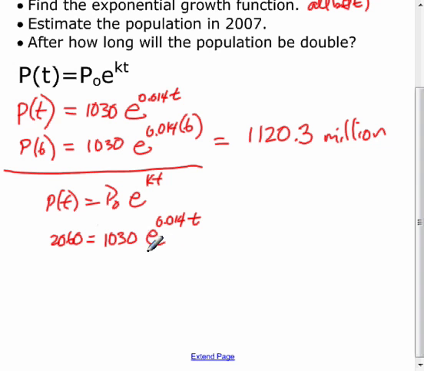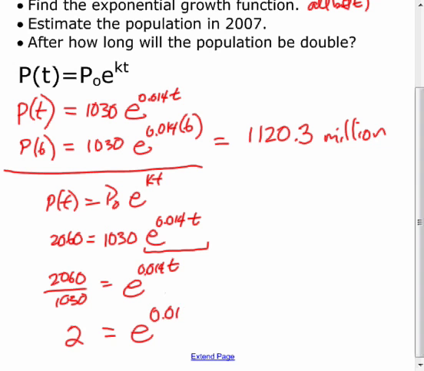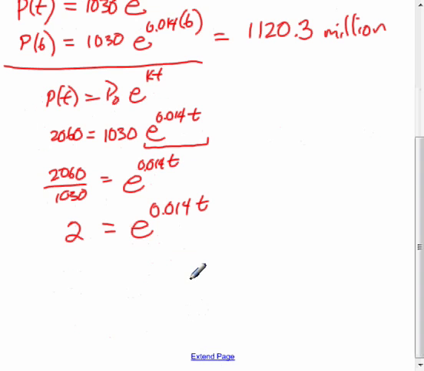Notice that if I wanted to solve this, I must isolate the base that has the exponent there. So I'm going to be dividing both sides by 1030. And what do I get when I divide both sides by 1030? When I divide these two, I just get 2. 2 is equal to e to the 0.014t. So when they ask for how long before things are double, you can put the initial and the final one, but certainly when you divide those two, it'll always come out to 2.